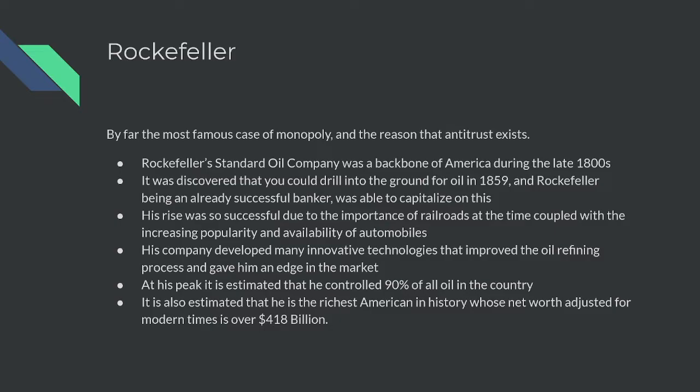His rise was so successful due to the importance of railroads at the time, coupled with the increasing popularity and availability of automobiles. His company developed many innovative technologies that improved the oil refining process and gave him an edge in the market. At his peak, it is estimated that he controlled 90% of all oil in the country. It is also estimated that he is the richest American in history, whose net worth adjusted for modern times is over $418 billion.